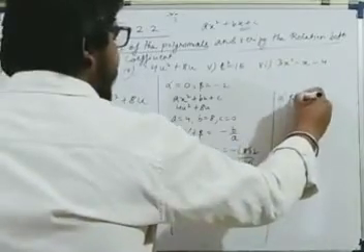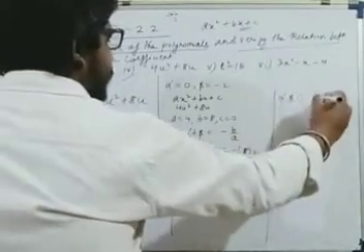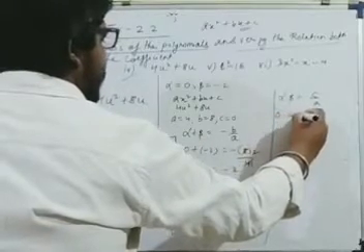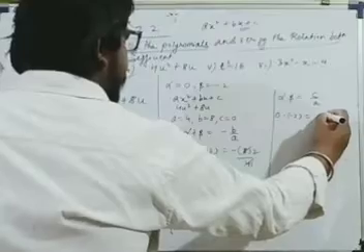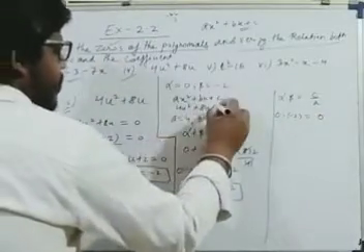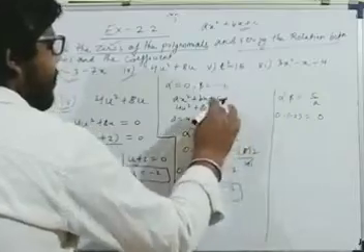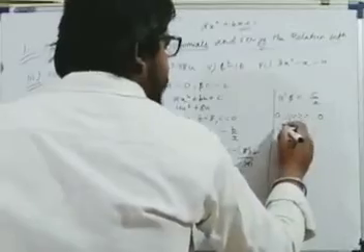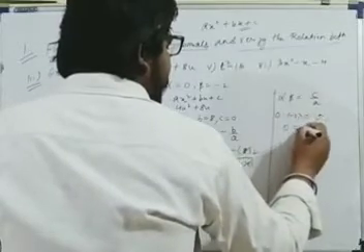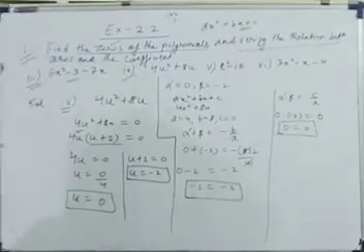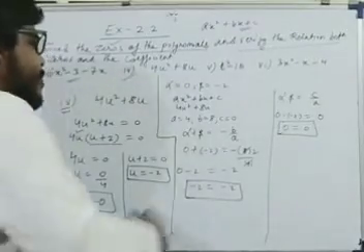Next is the product. Alpha into beta equals c by a. Alpha is 0 into minus 2. C is 0. Why is c 0 here? It is clear: because there is no constant term in this equation, we consider that term as 0. So 0 into minus 2 is 0, and the right side is already 0. It is also verified. Clear? Okay, move to the next question.